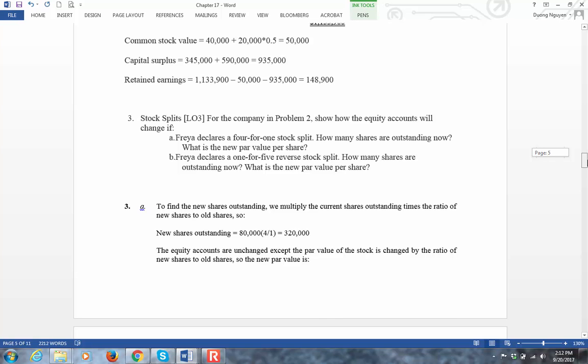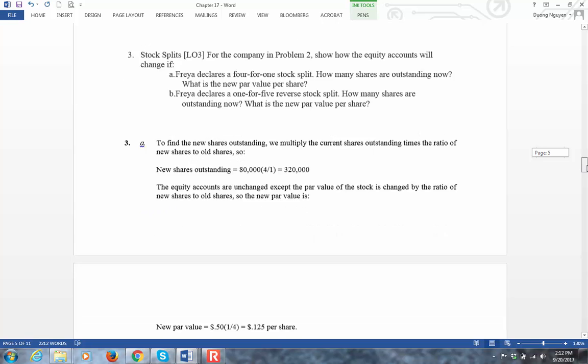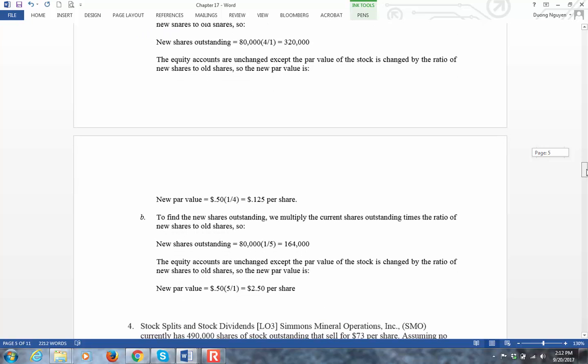Question B, 1-for-5 reverse stock split. For every 5 shares now, the investor receives 1 new share. So the number of shares would decrease 5 times and the price will increase 5 times. The number of shares right now is 80,000, decrease 5 times, divide by 5 to 16,000. Price increases 5 times, 50 cents per share times 5 equals 2.5. Okay.